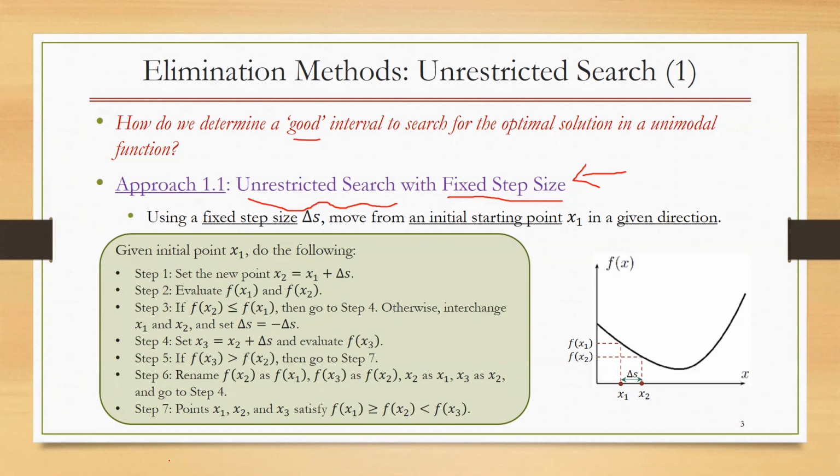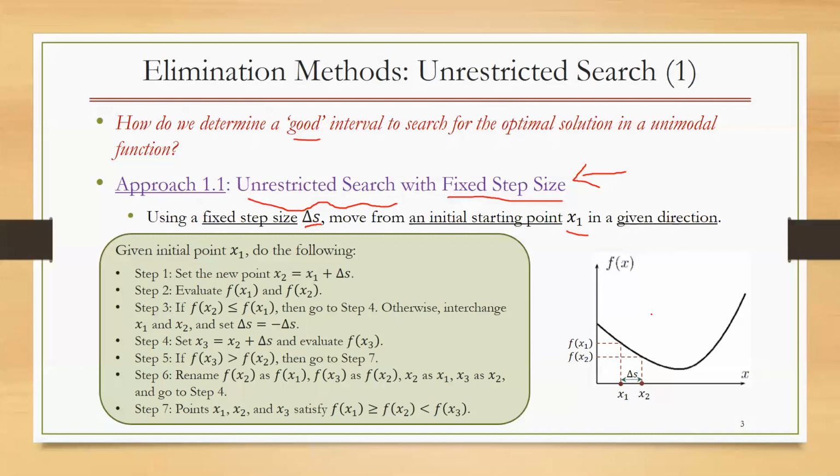All right, let me quickly go through this. One approach is the unrestricted search, which uses a fixed step size. This is a very naive approach, or probably the first approach that would come to our mind. We have some fixed step size, which in these slides I've denoted by delta S, the step, and we have a starting point x1.